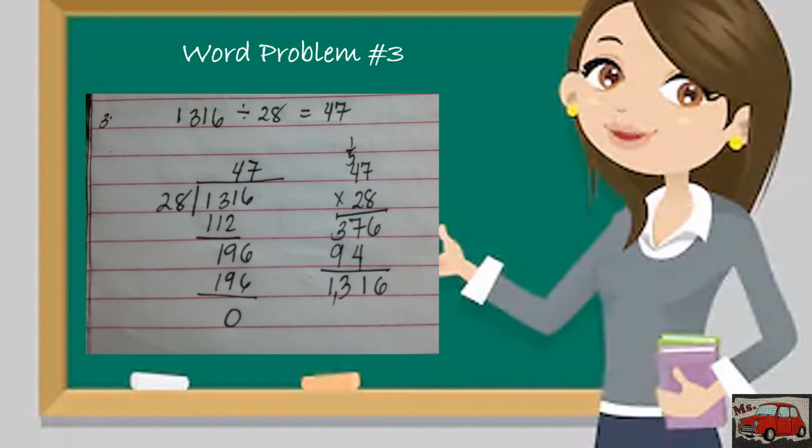Alright, so we have here 1,316 divided by 28 and the answer is 47. So it means merong 47 blocks kada student. Okay? So to solve it, it will be like this. And para ma-check mo kung tama ang sagot mo, just multiply the quotient and the divisor. And dapat ang lalabas na sagot is yung dividend mo.